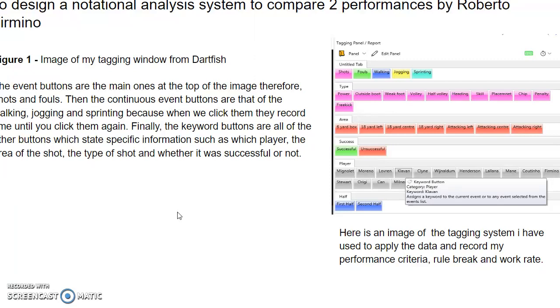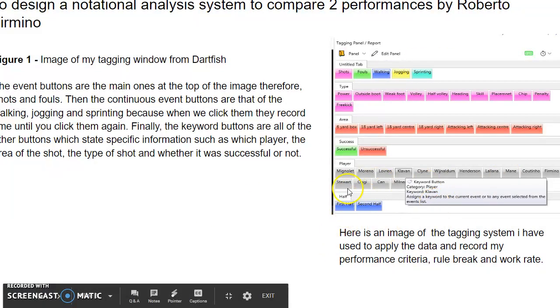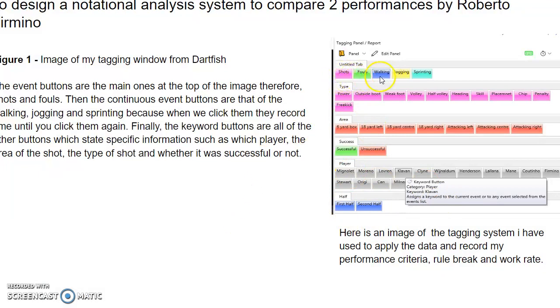Next, it was to design a notational analysis system to compare 2 performances by Roberto Firmino. So here you can see the tagging system, which shows all of the different keys that I use to analyse the performance. You have shots, fouls, walking, jogging, sprinting up here, and here it also explains it. The event buttons are the main ones at the top of the screen, which indicate shots and fouls. So here are the event buttons.